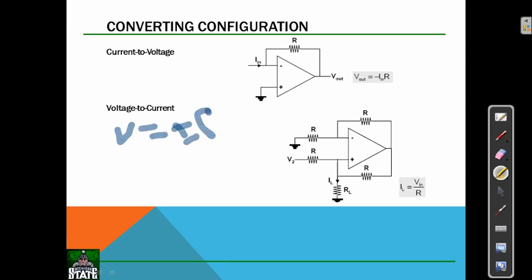In that, how can we find I? If we keep I on one side, then R goes to the denominator. So I equals V by R. Here you can see the same, voltage to current. The formula for voltage to current is IL equals V in, the input voltage, divided by R. R is nothing but the total resistance.